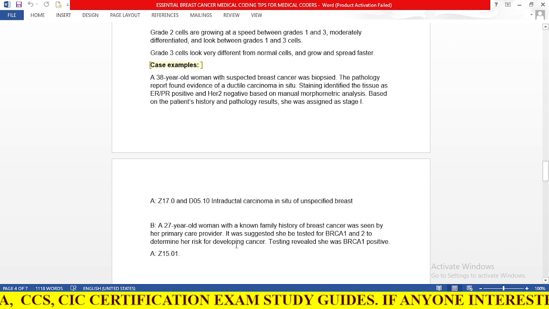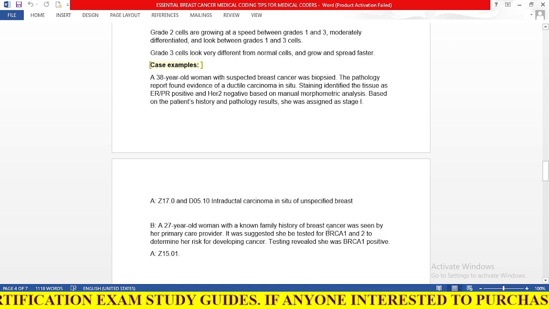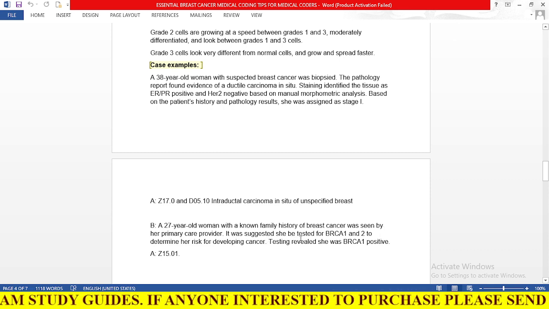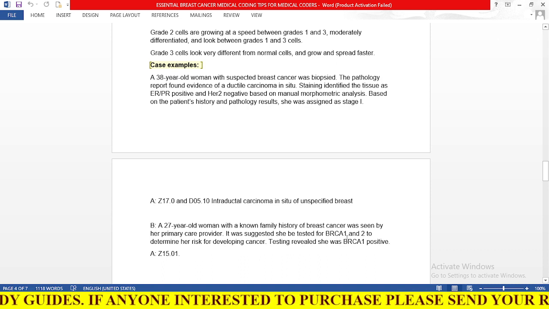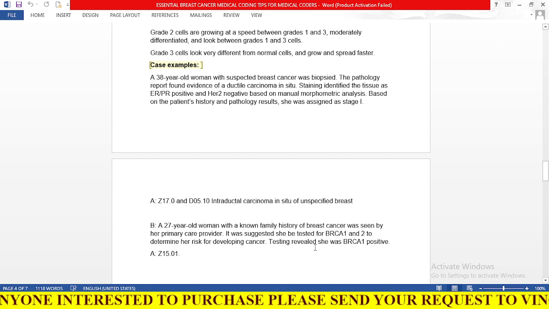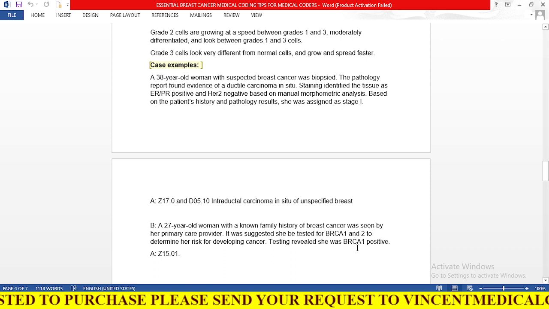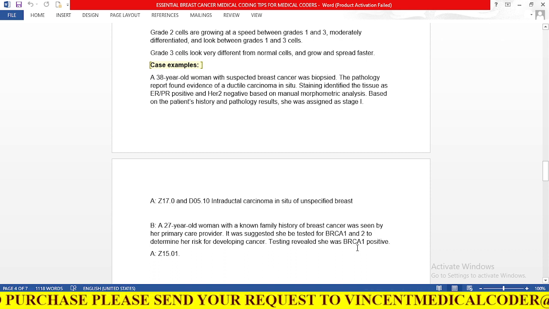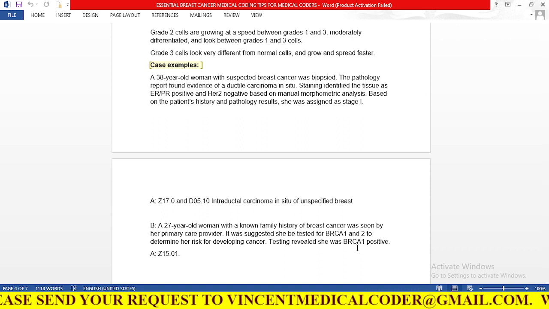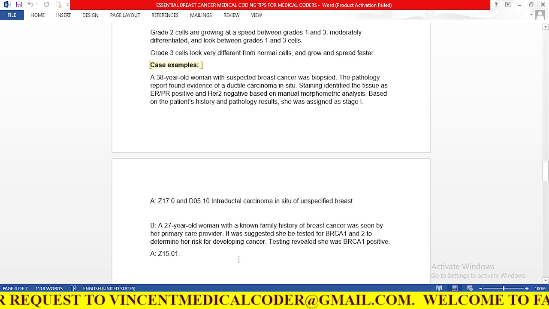We have one more example here. A 27-year-old woman with a known family history of breast cancer was seen by her primary care provider. It was suggested she be tested for BRCA1 and 2 to determine her risk of developing cancer. Testing revealed she was BRCA positive. So BRCA positive basically means it is not cancer. Breast cancer 1 positive means there is a risk or high chance of getting cancer. So here our answer is Z15.01.